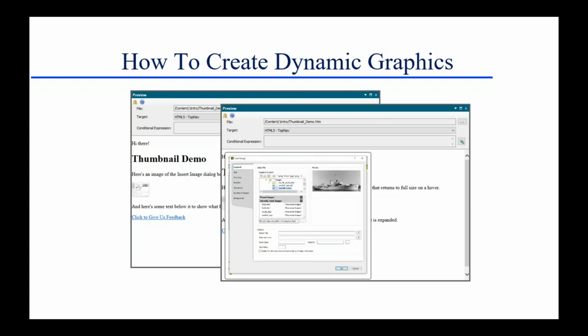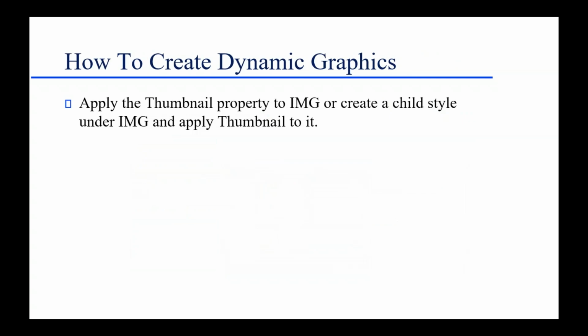And I can set this up to operate as a hover or as a pop-up or as a jump. So it's pretty flexible and it's pretty easy to create. If you want all your graphics to be dynamic, in the Stylesheet Editor you select the IMG image style, and there's a thumbnail property there that lets you specify the height and width of the thumbnail image, and then what's the action that you want to apply.